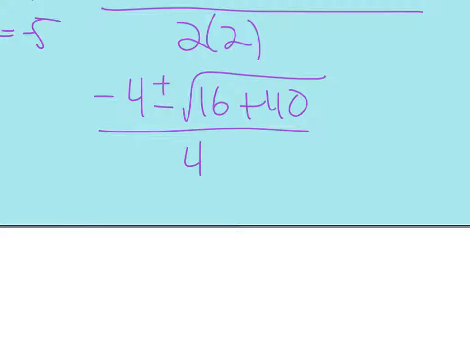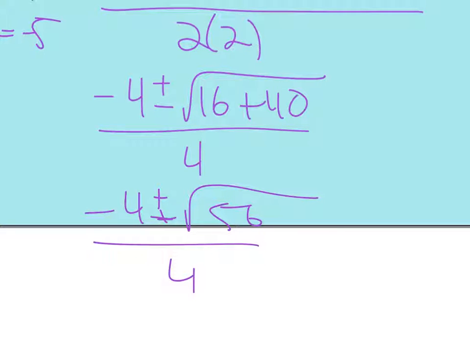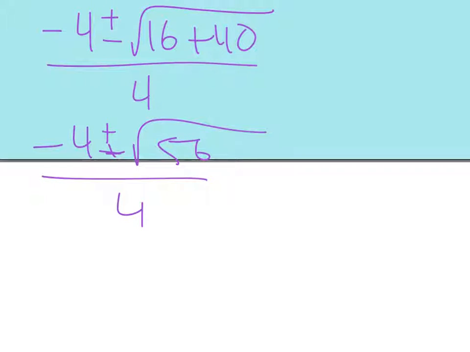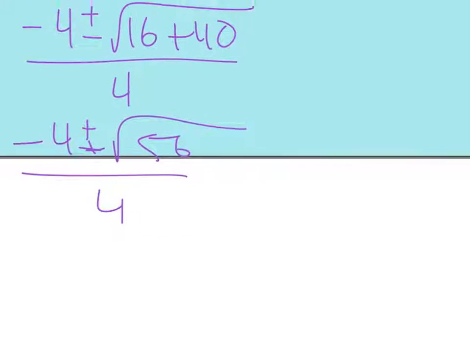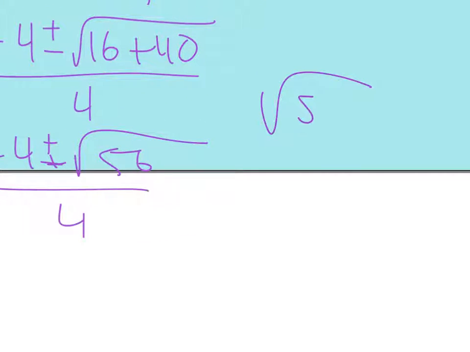So now I know right away that 56 does not split well for me. Okay, 56 is not a perfect square root. So what I can do then is this. I can simplify the square root of 56.